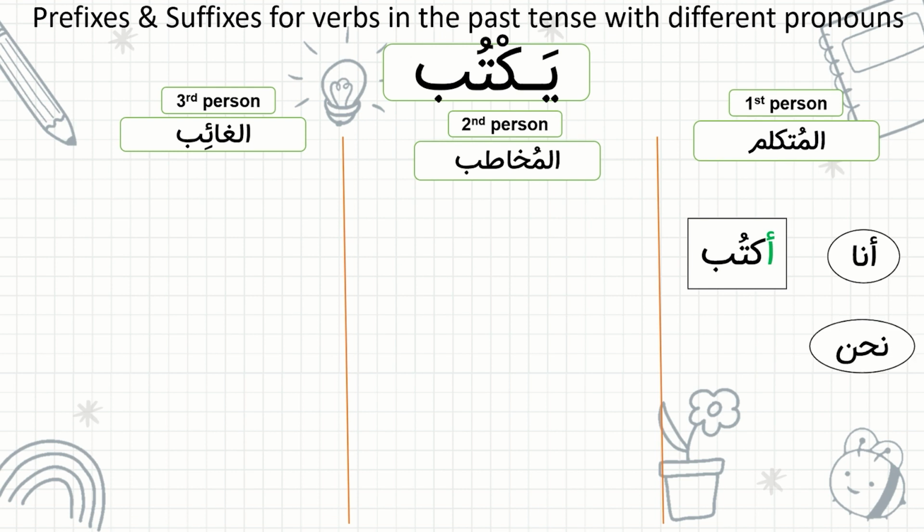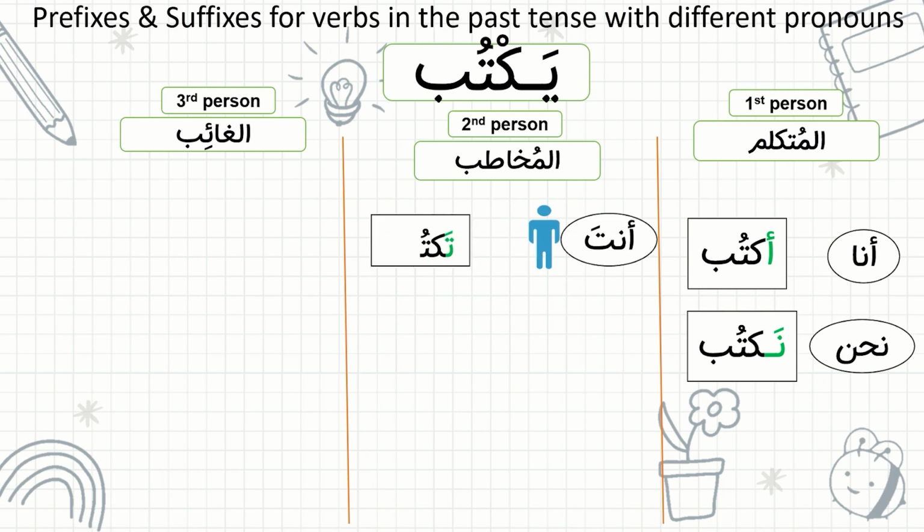With نحن, it will be نكتب. The prefix will be noon and there is no suffix. With أنت for singular male, it will be تكتب. The prefix will be تاء and there will be no suffix. With أنتِ for singular female, it will be تكتبين. The prefix will be تاء and the suffix will be ياء ونون.